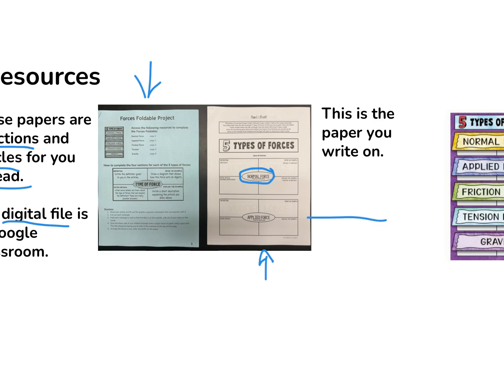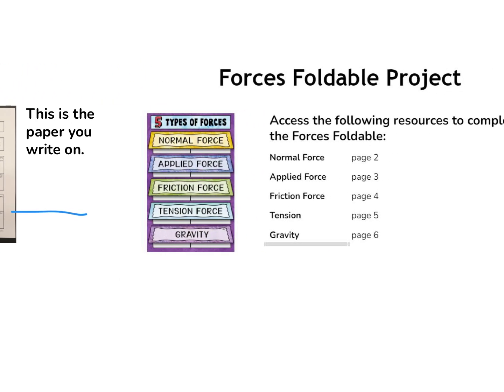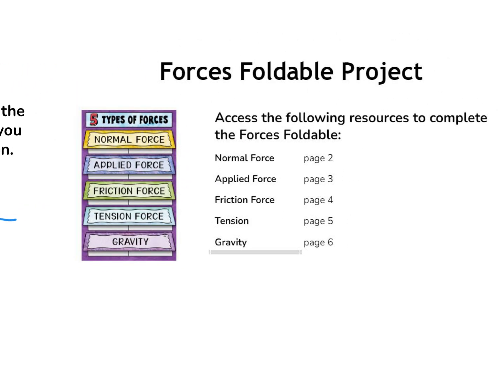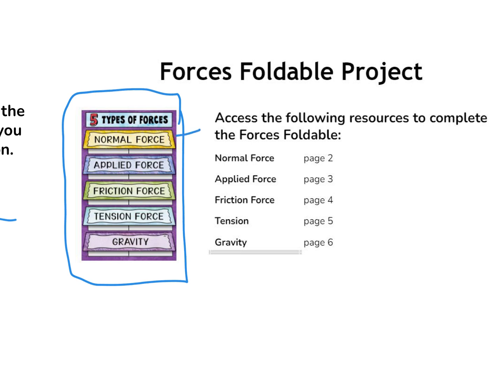Okay, so now let's take a look. Oh, look at me, I'm not doing this that well. I scribble all over the page, but oh well. So here is the blue paper with your instructions. And this kind of shows you what your final product is going to look like. When you flip up the little page on normal force, you'll be able to read about it. Now in the blue paper that you have on page 2, we have an article on normal force, applied forces on page 3, and so forth.